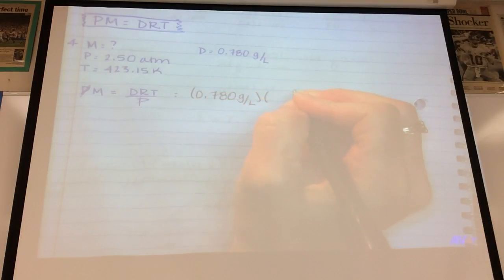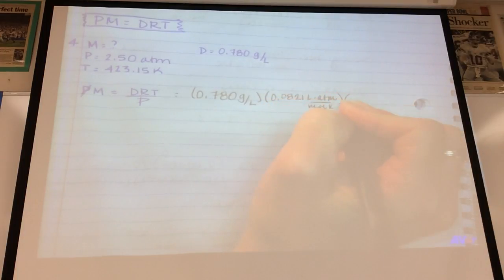Which R should I use? This one. How come? Because it's got atm in it, atmospheres. Temperature.